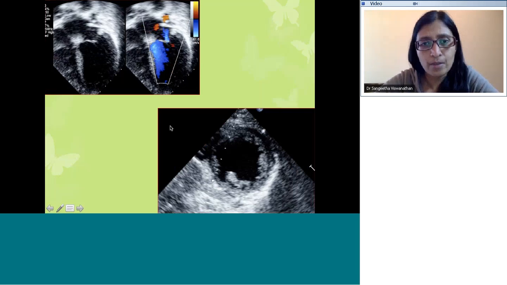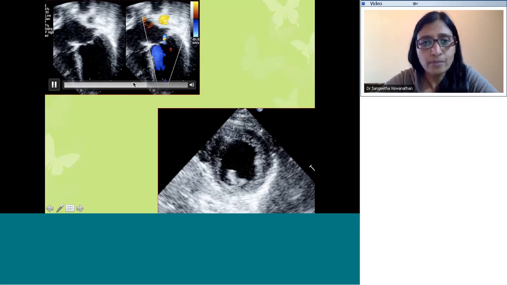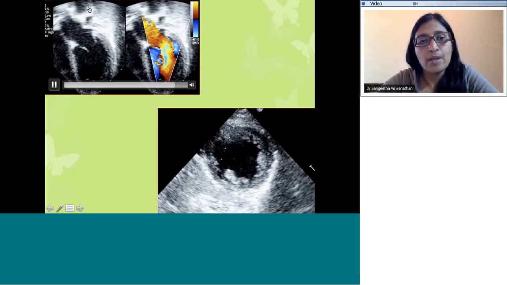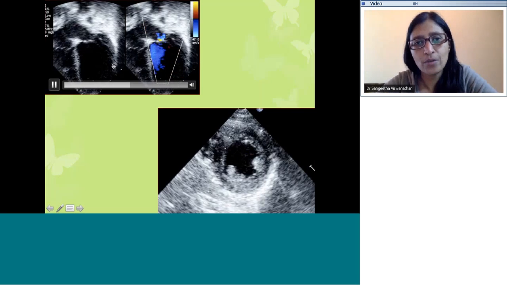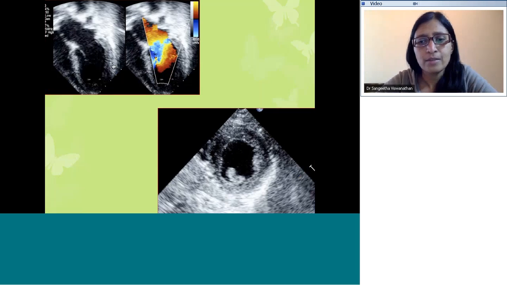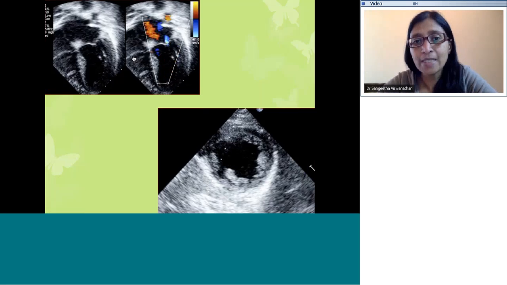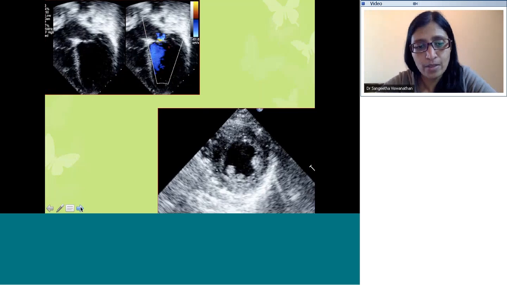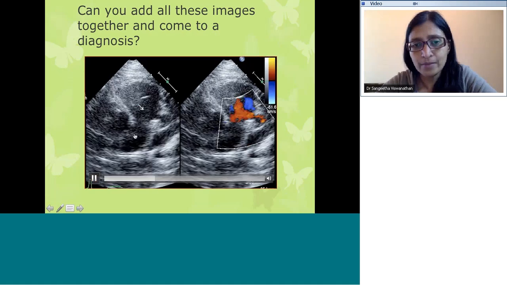Okay, this is the same patient's echo. What do you find here? Simple. I'm not asking you for any rocket science. This 4-chamber view just shows a dilated LV and there is mild MR. Okay. So we have seen flow reversal.